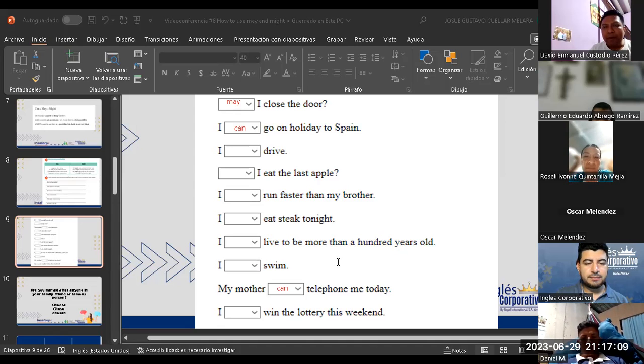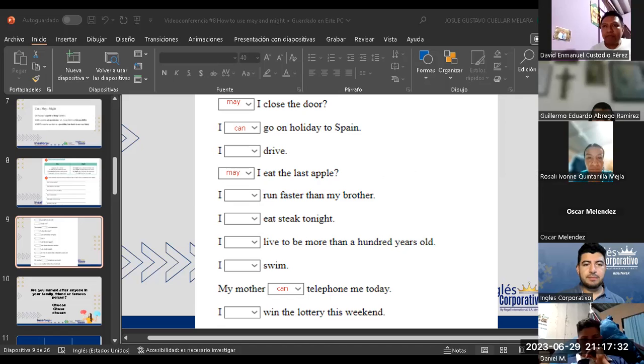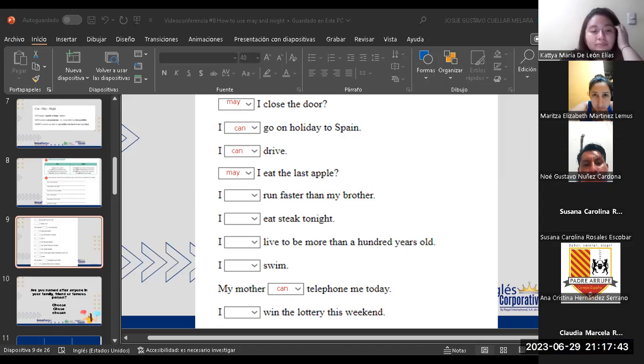Evelyn and Katia. Number four. May I eat the last apple? Ajá, the last apple, cuando hay de lo último. Okay, we go with Katia and then we go with Gustavo. Okay, number three, I can drive. Easy, right? I can drive. Very good. Okay, we go with Gustavo and then we go with Maritza.